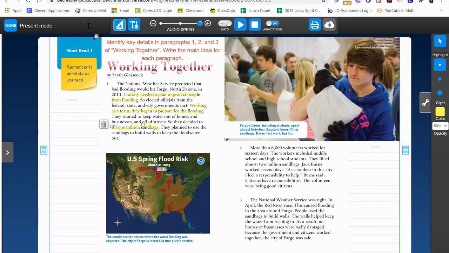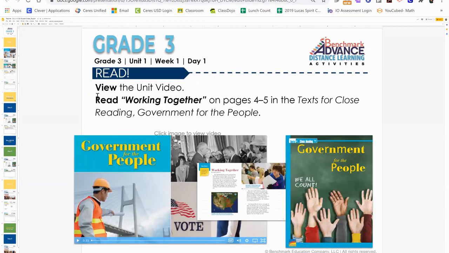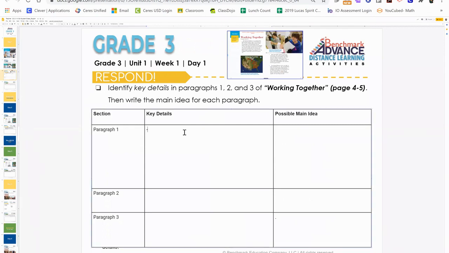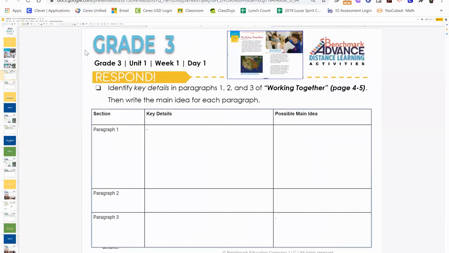So now what I'm going to do is go back to the slides and type in the key details that I highlighted. Here we go. All right, the first thing I highlighted was, the city needed a plan to protect people from flooding. So I'm going to type that.